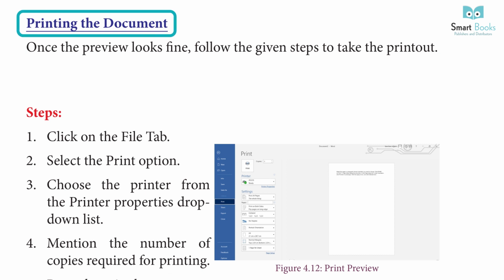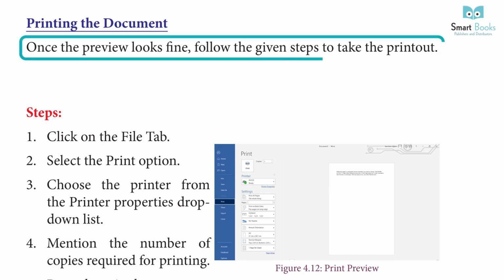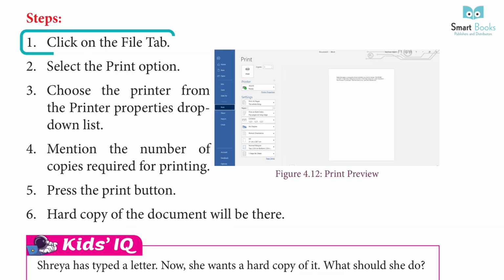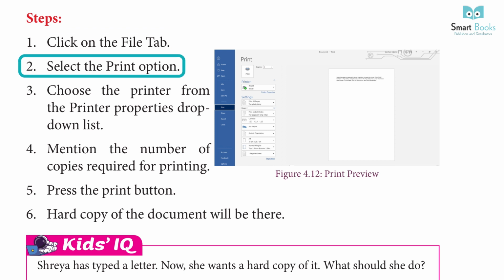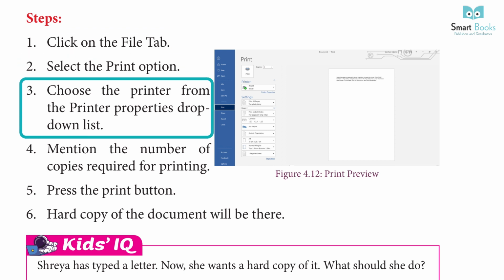Printing the document. Once the preview looks fine, follow the given steps to take the printout. Steps. 1. Click on the File tab. 2. Select the Print option. 3. Choose the printer from the Print Properties drop-down list.